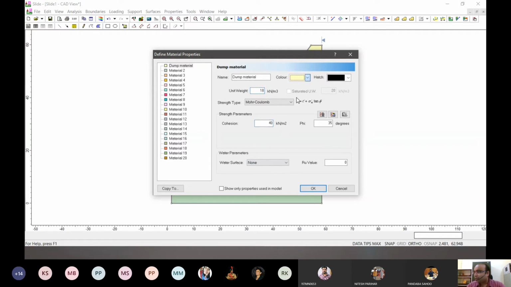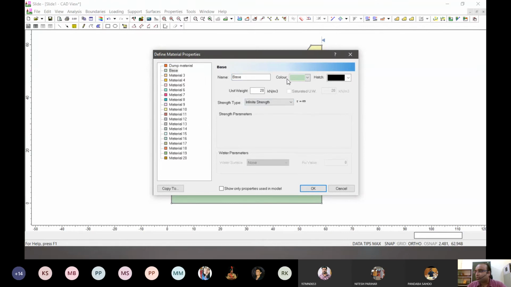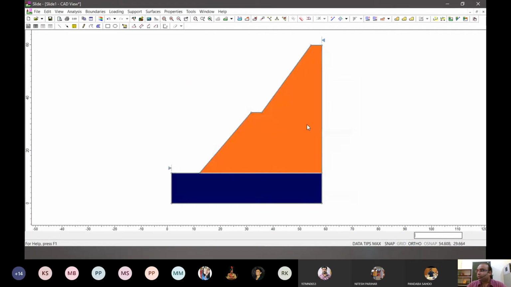And we can change the color. And the second material, the base, will have a good strength, so let's keep it as infinite strength. And the color can be on the lines of a dark color, whatever. So let's assume this is our slope.